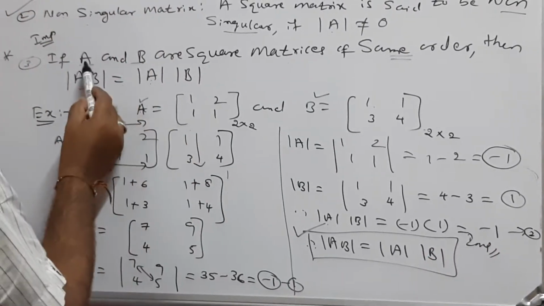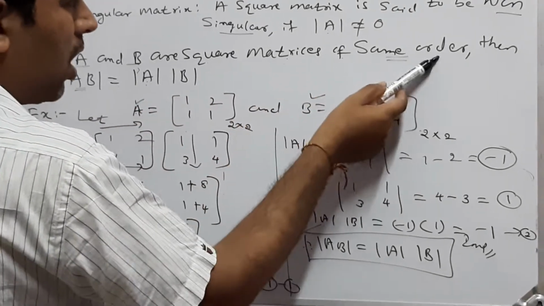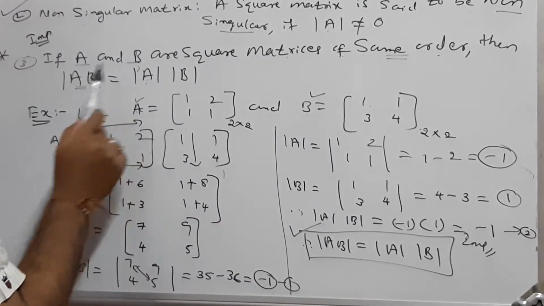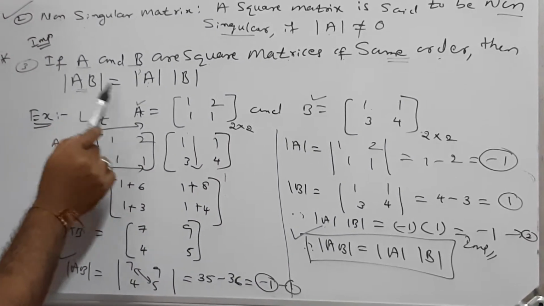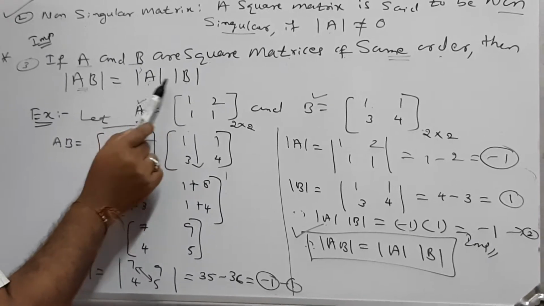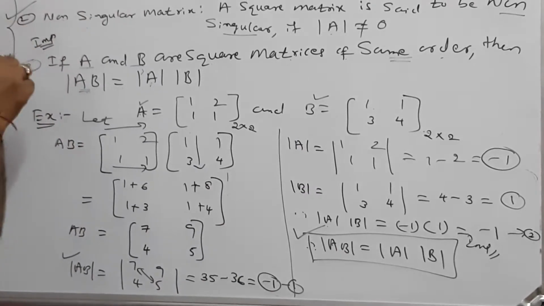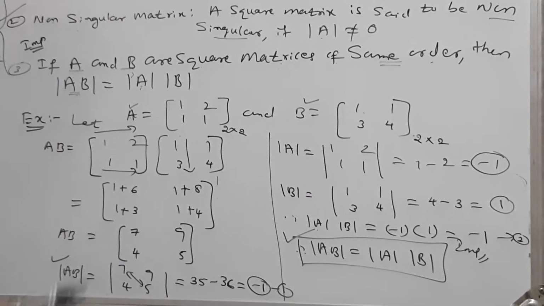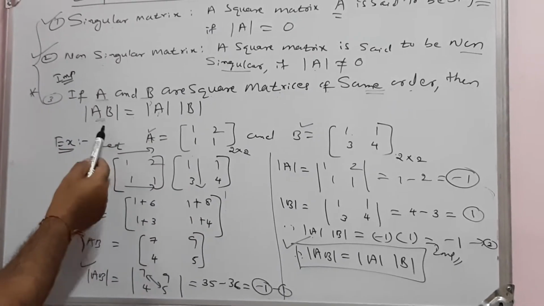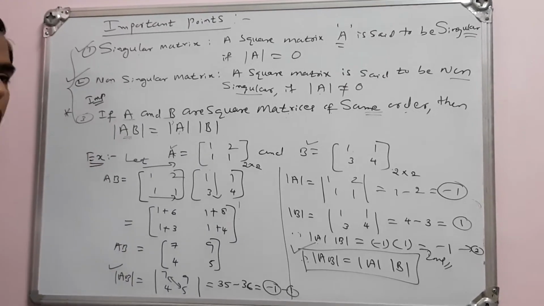So if A and B are square matrices of the same order, maybe 3 cross 3 or 2 cross 2, here I have taken 2 cross 2 matrices, then the determinant of AB, their product, is equal to the product of the individual determinants, determinant of A into determinant of B. So now we have covered these 3 points: singular matrix, non-singular matrix, then if A and B are square matrices of the same order, then determinant of AB is equal to determinant of A into determinant of B. So three points have been covered.